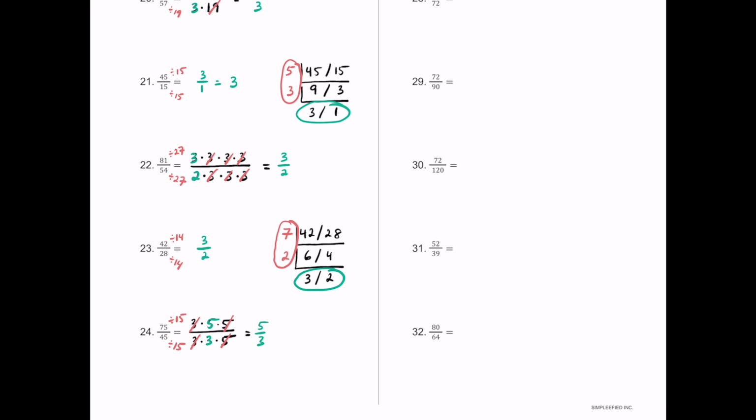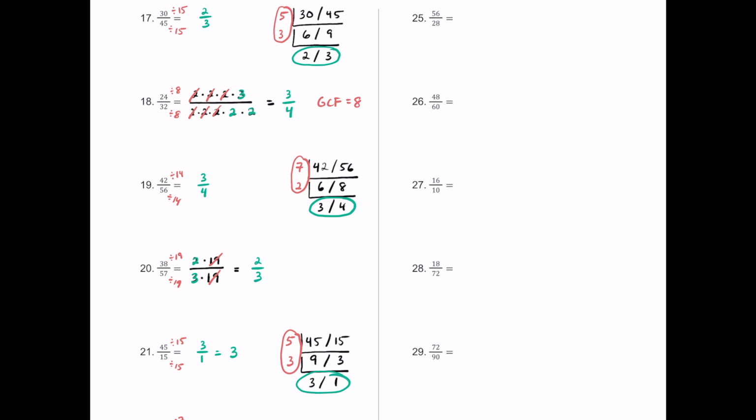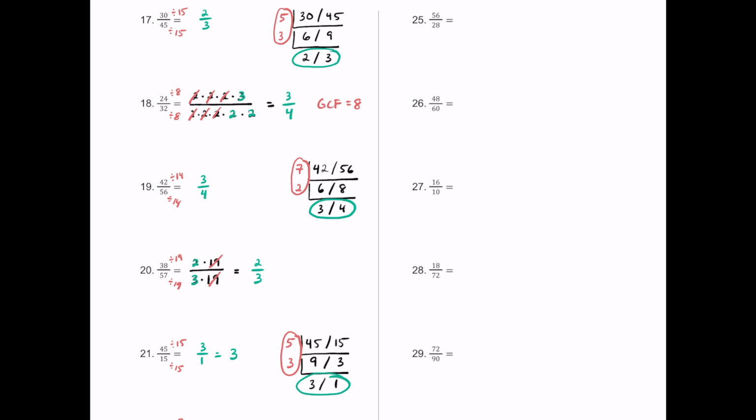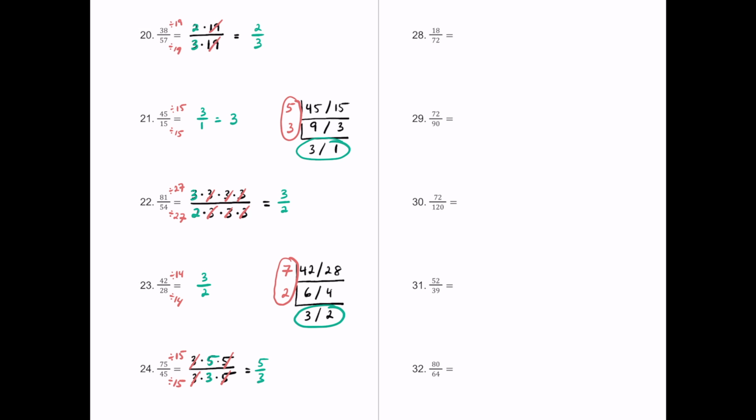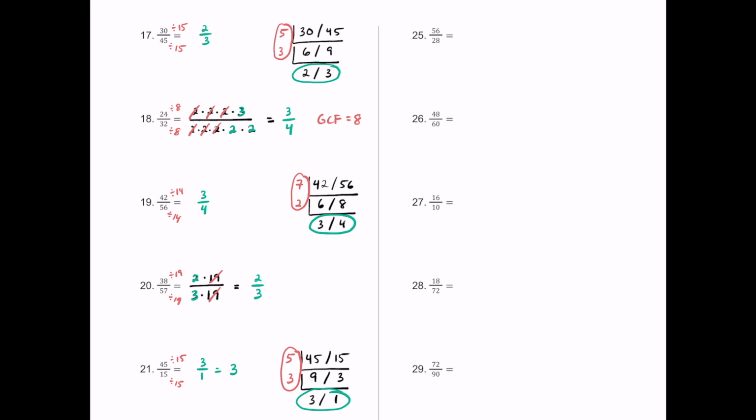Cool. Moving on to 25. For 25, we have this 56 over 28. Let's go ahead and use the ladder method for this one. So for the ladder method, we'll put 56 and 28 next to each other, 56 and 28, and see what they have in common. I'm gonna go with 7 here because I know 7 times 8 is 56, and then 7 times 4 is 28. And then for 8 and 4, I'm gonna put a 4 on the outside here. 4 times 2 is gonna be 8, and then 4 times 1 is going to be 4.